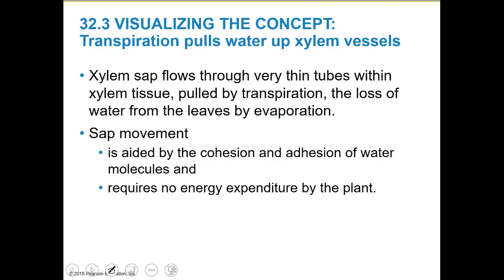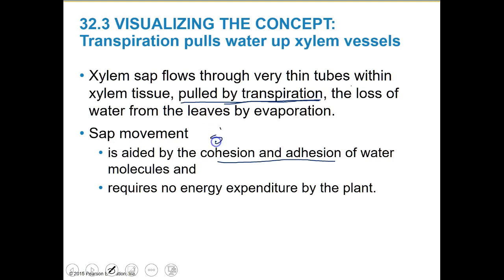Xylem sap flows through very thin tubes within the xylem tissue, and it's pulled by transpiration. So there's that force of transpiration, or really water loss from the leaves by evaporation, that causes this to happen. So we're going to look at that. Sap movement is aided by cohesion and adhesion. If you don't remember that, that's a water property back from biochem.